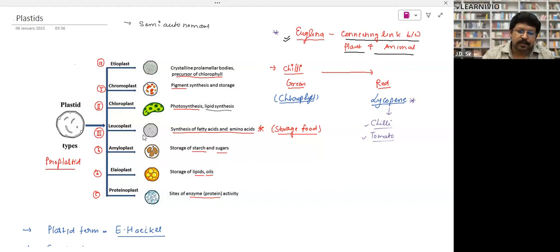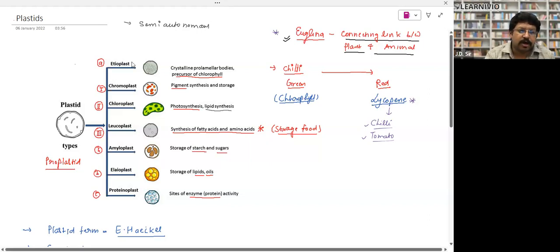They are colorless. They do not have any color. The leucoplast, if it stores sugar or starch, is called amyloplast. If it stores oil or lipid, it's called elaioplast. If it stores protein, it is called proteoplast, right? So they are the types of leucoplast. Is that clear?